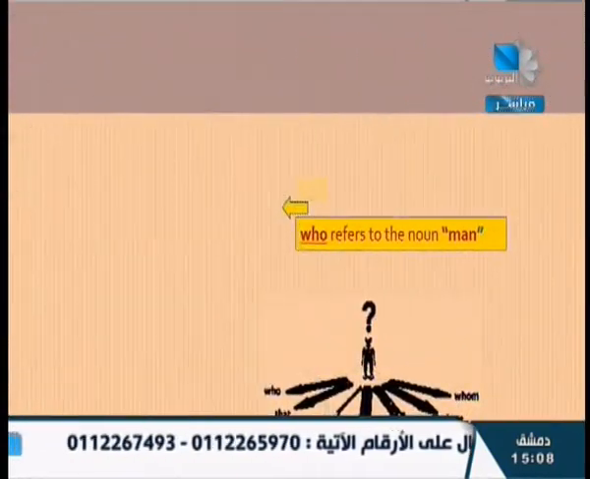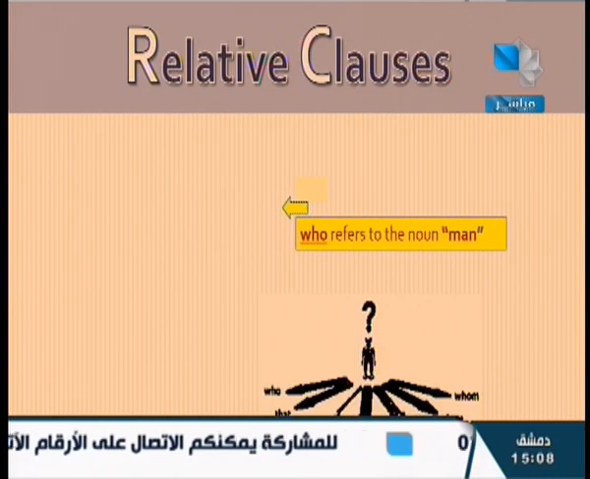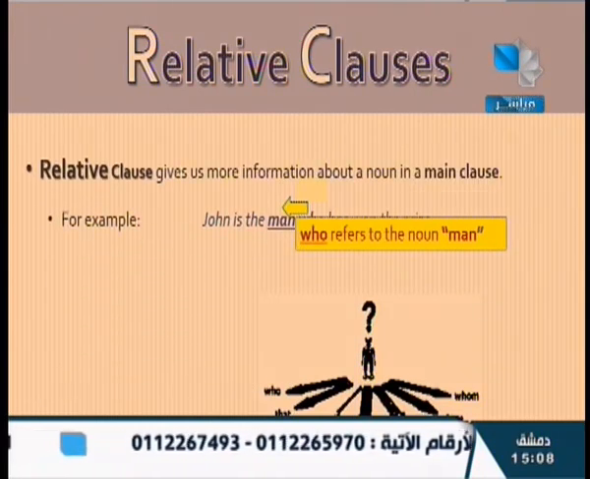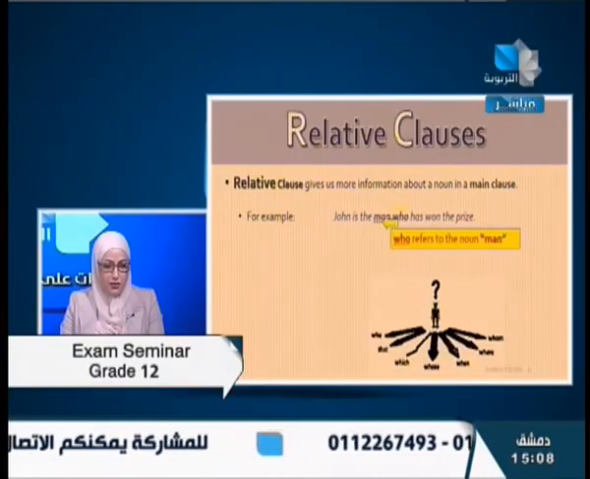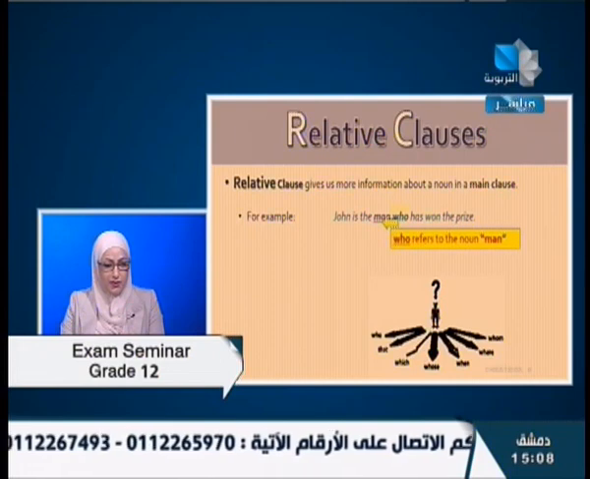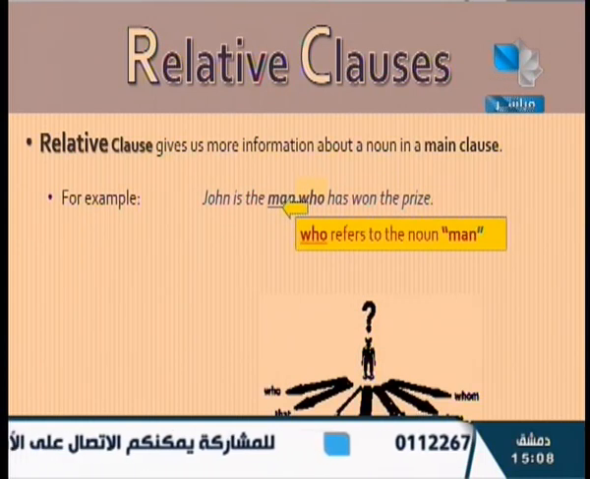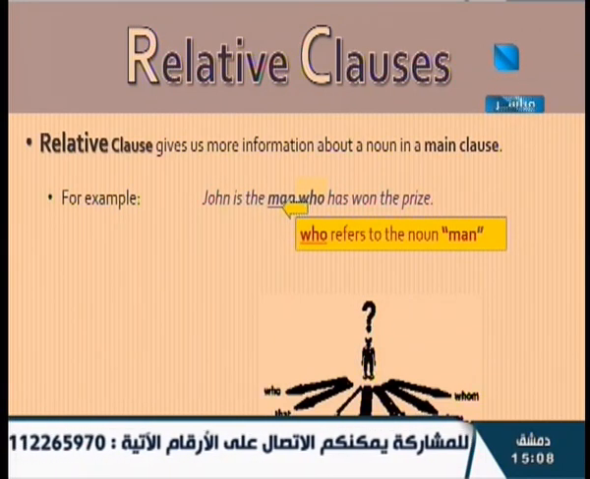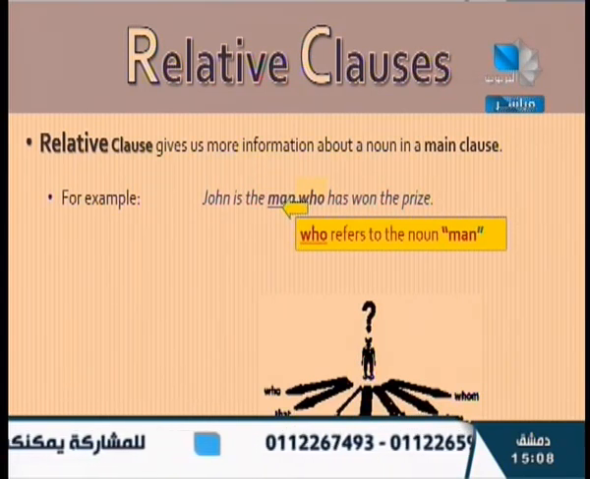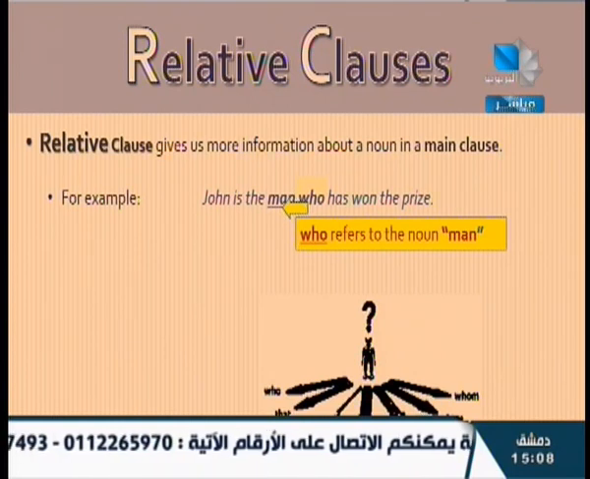For the relative clauses, the relative clause gives us more information about a noun in a main clause. For example, John is the man who has won the prize. So, who has won the prize is the relative clause, and who refers here to the noun man. So, in this sentence, we have a relative clause that adds more information about the man. The relative clause usually starts with relative pronouns, such as who, that, whom, which, etc. And these pronouns are used to qualify the noun.